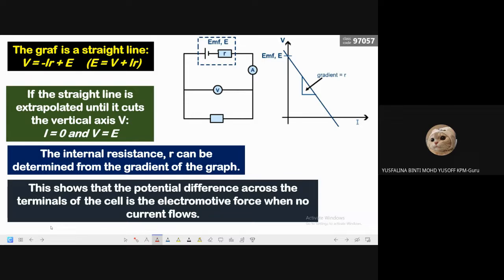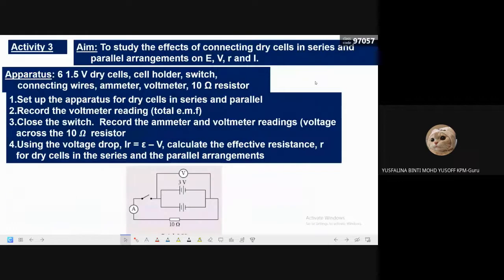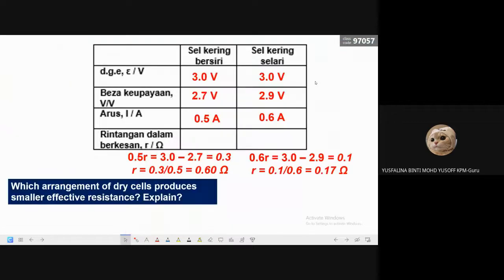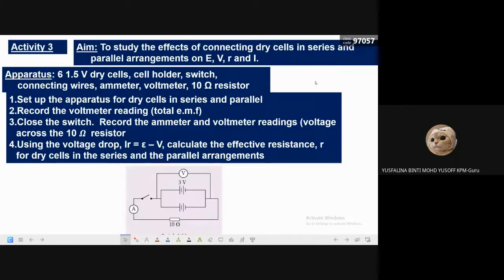Okay, so if the straight line is extrapolated until it cuts the vertical axis V, this one is E, right? I just told you just now, and the gradient is actually equal to R. All right, so the next one is to study the effects of connecting dry cells in series and parallel. So what happens if you put the dry cells in series and also in parallel?